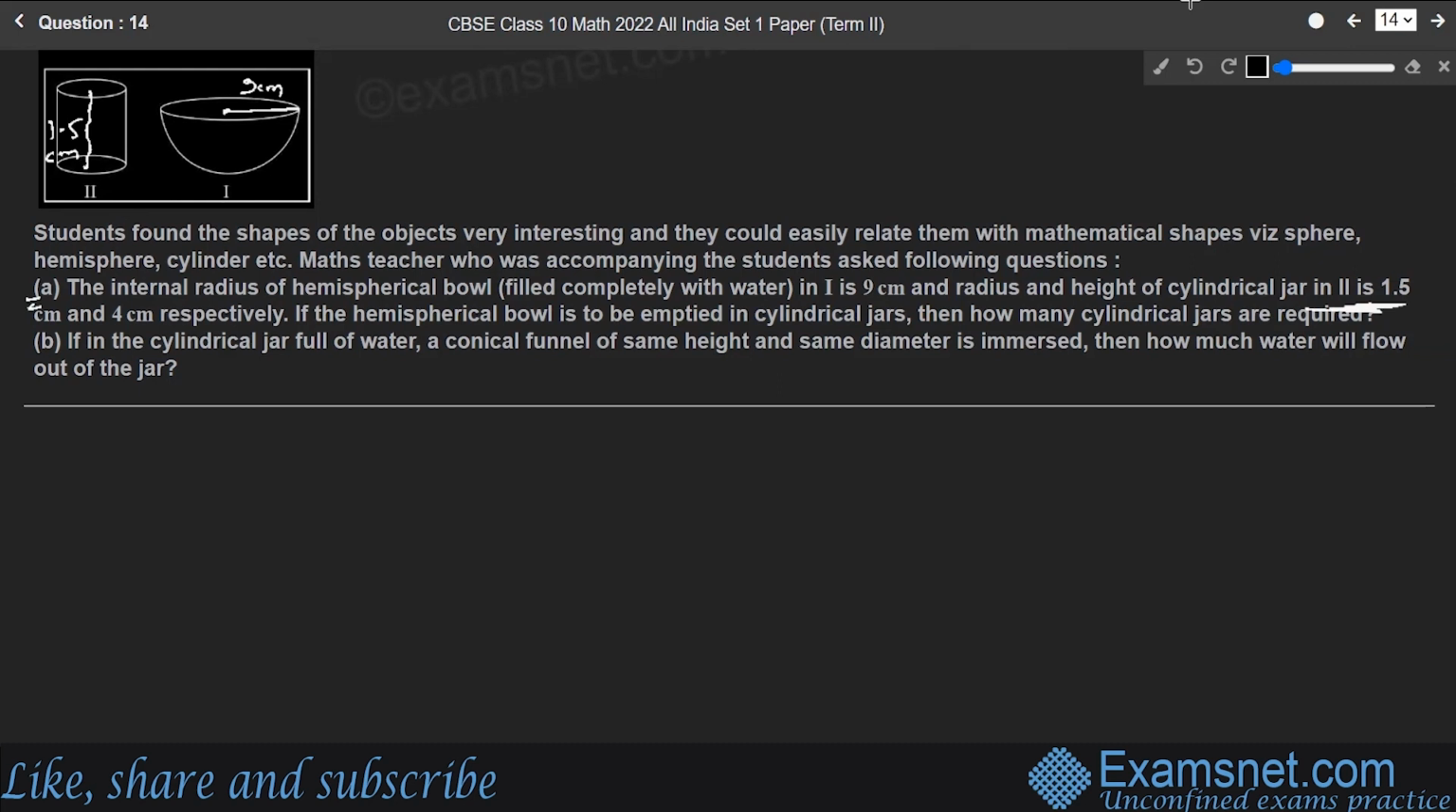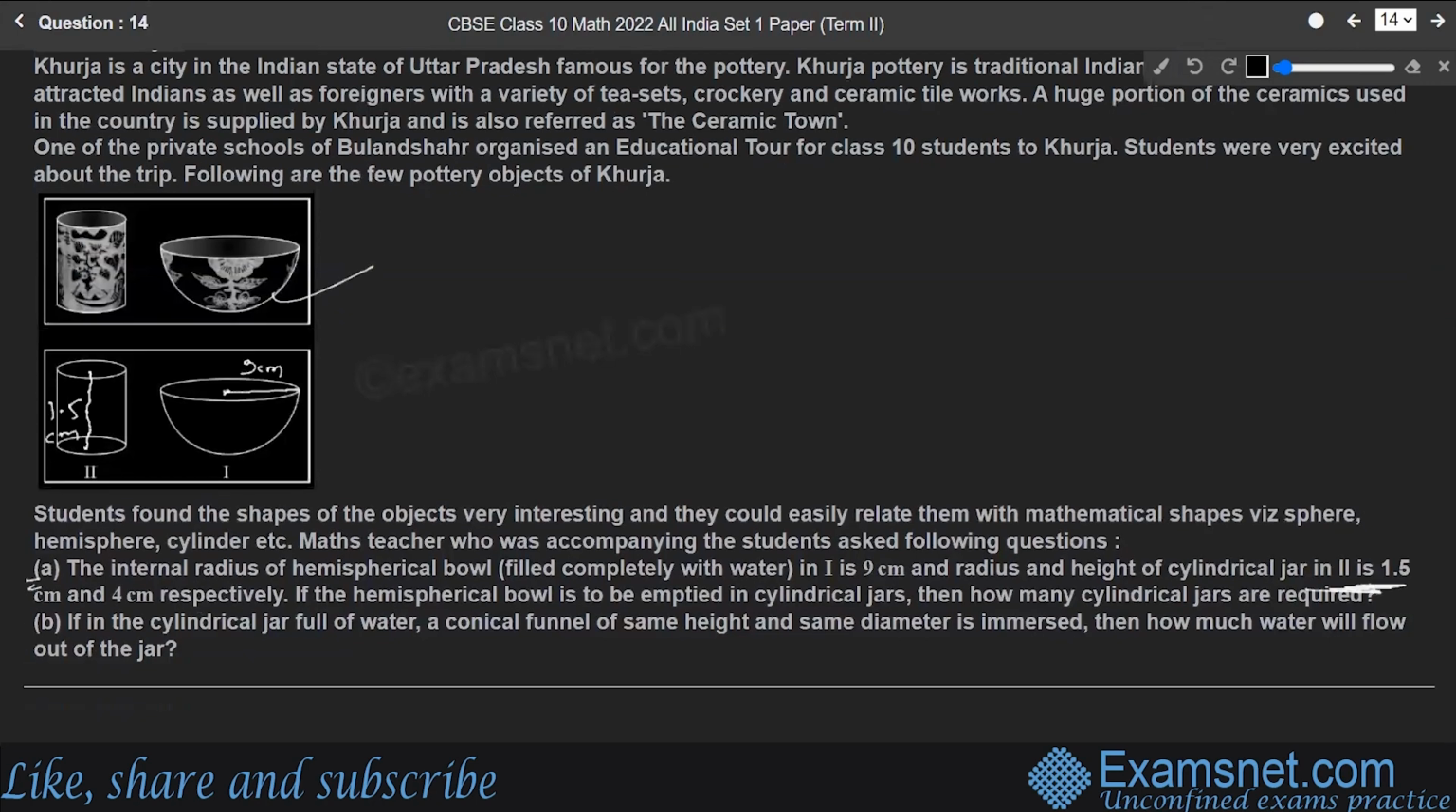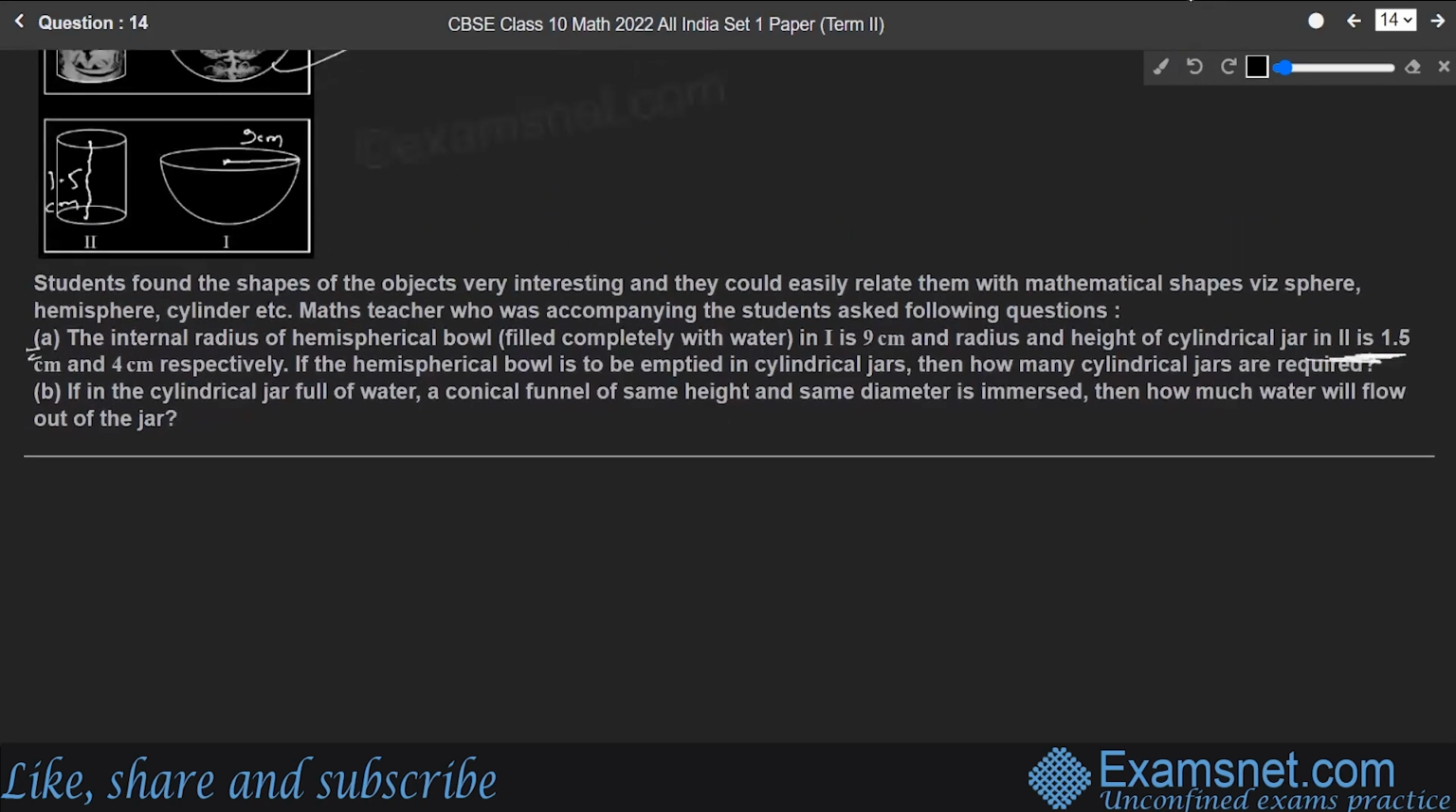And 4 centimeter respectively. That is, the radius is 1.5 and the height is 4. So the height has to be 4. Let us go back. This is 9 centimeter and this has to be, not 1.5, this has to be 4. The height is 4 and the radius is rather 1.5. So this particular distance, the radius of the cylinder, is 1.5 centimeter, and the height is 4 centimeter.